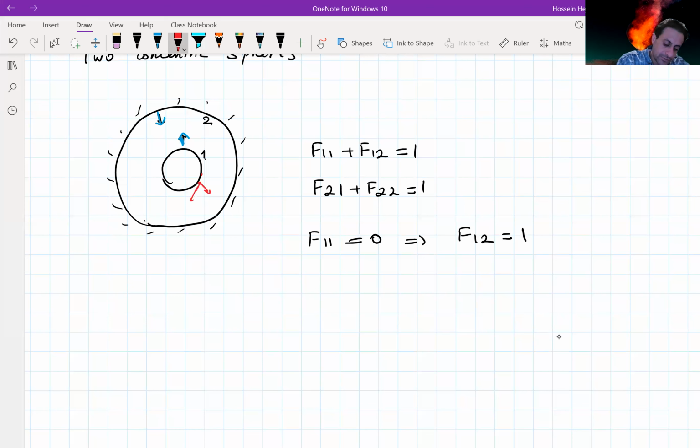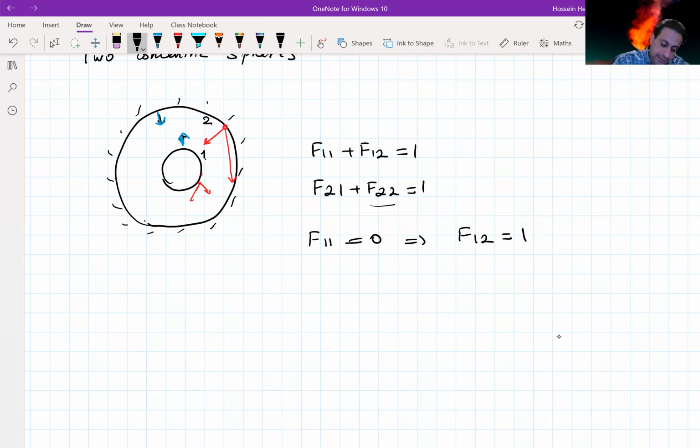However, for the other sphere, the bigger one, assume there is some radiation leaving and striking surface number 1, but there is some that is leaving and striking the same surface. So here the f22 is not going to be 0.